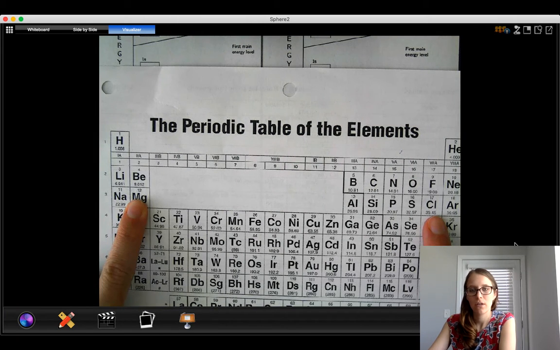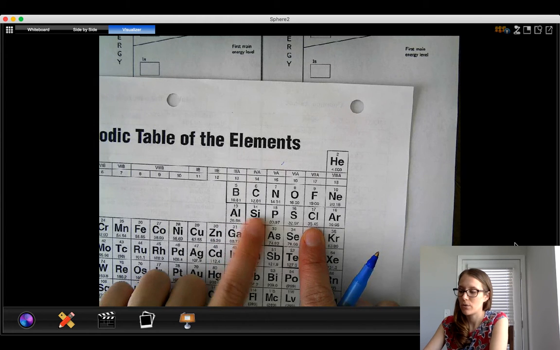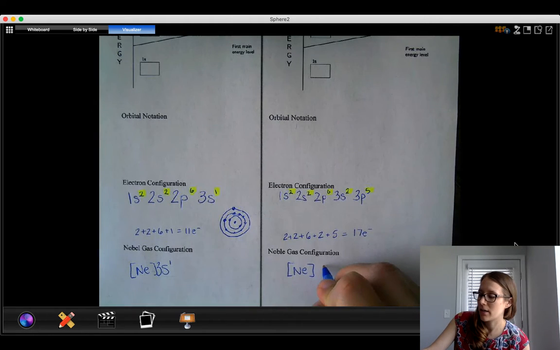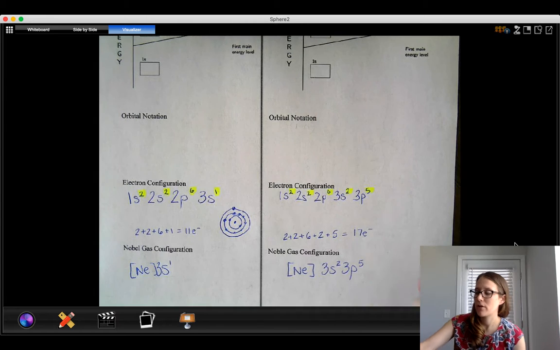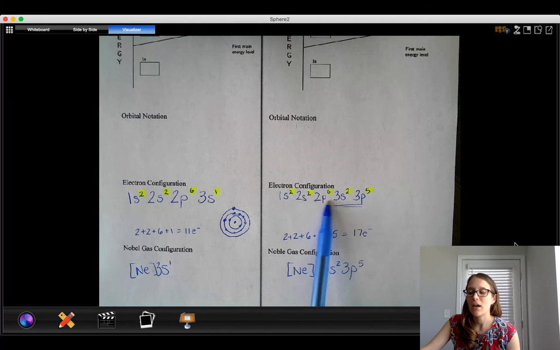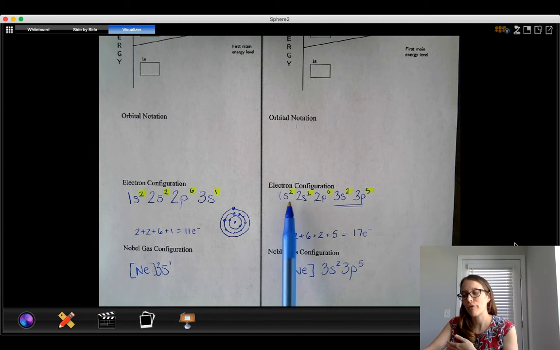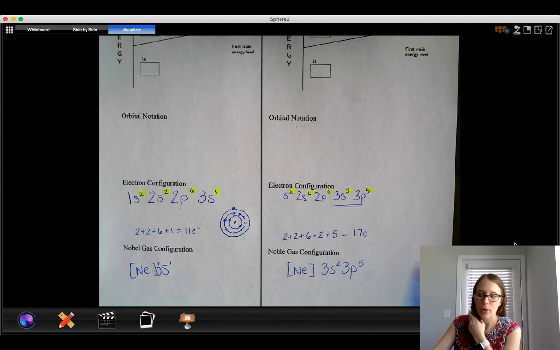3s1, 2. Still in row number 3, but now I'm in the P block. 1, 2, 3, 4, 5. Okay, so what we'd add on here was the 3s2 and the 3p5. So I'm really just adding on these sections because by writing neon, I've already accounted for this first section. I've already accounted for the whole first row and the whole second row by saying neon, and then now I just need to add on the third row electrons.